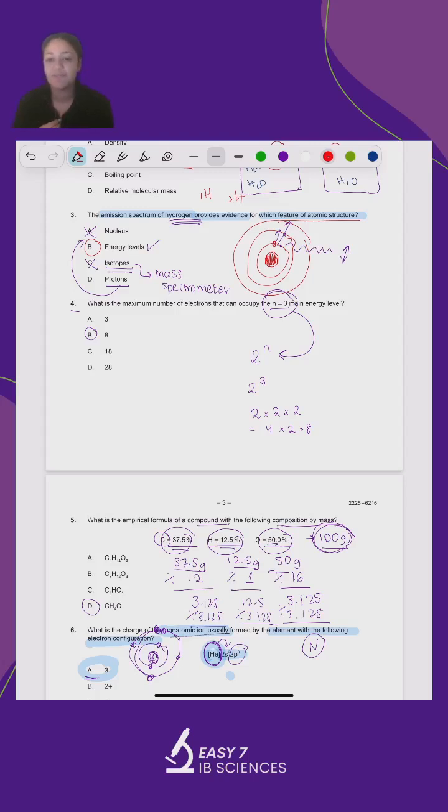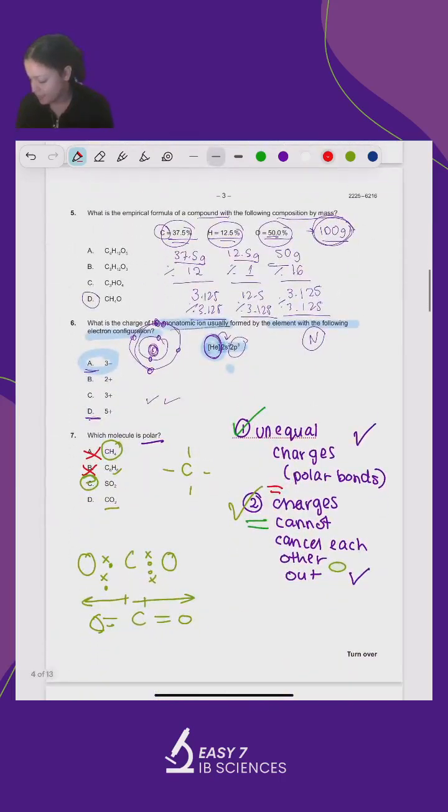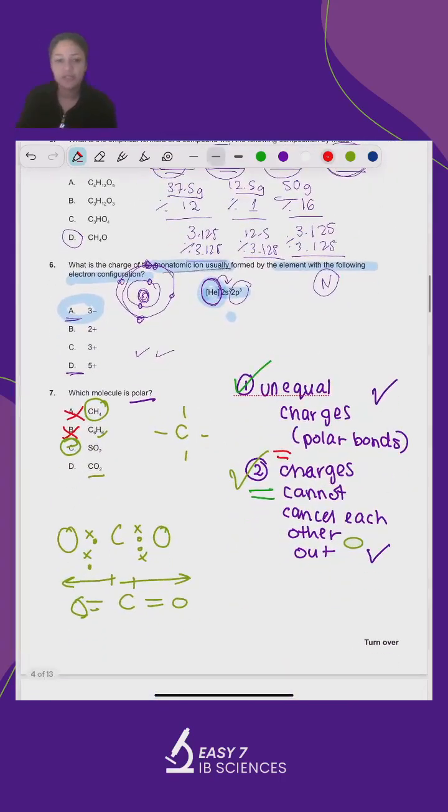Oh, the dipole moment. Yeah, that's fine. We can go through that. Okay. So this one honestly is a bit tricky, and basically in order for something to be polar, there has to be a difference in electronegativity between the two atoms.